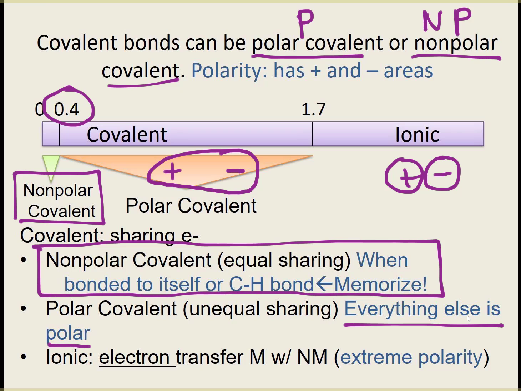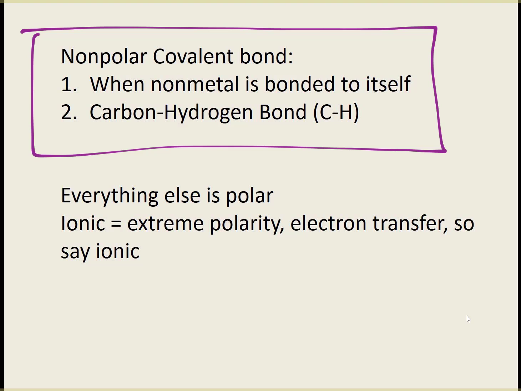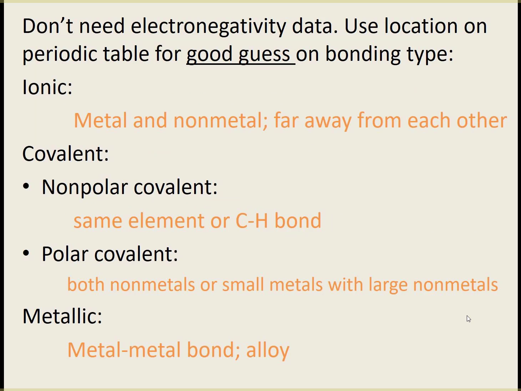Ionic is still a metal with a nonmetal. So again, your nonpolar covalent and polar covalent would be a nonmetal with a nonmetal. And memorize the 2 situations where it is nonpolar. And here again is what you need to memorize. Memorize what's nonpolar, and then everything else will be polar. And then if there's a metal and nonmetal, it will be ionic. We do describe ionic as being polarity, but it's just extreme polarity, and so we call it ionic instead of being polar. So again, you don't need electronegativity data to subtract to see if it's polar or nonpolar.